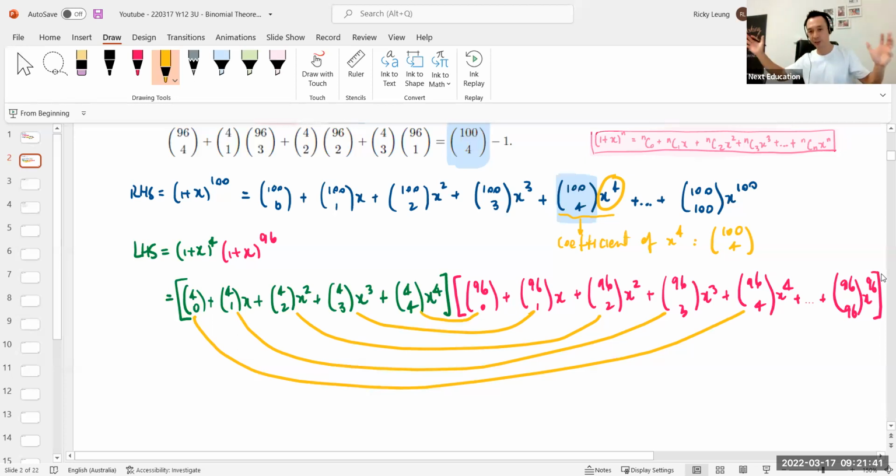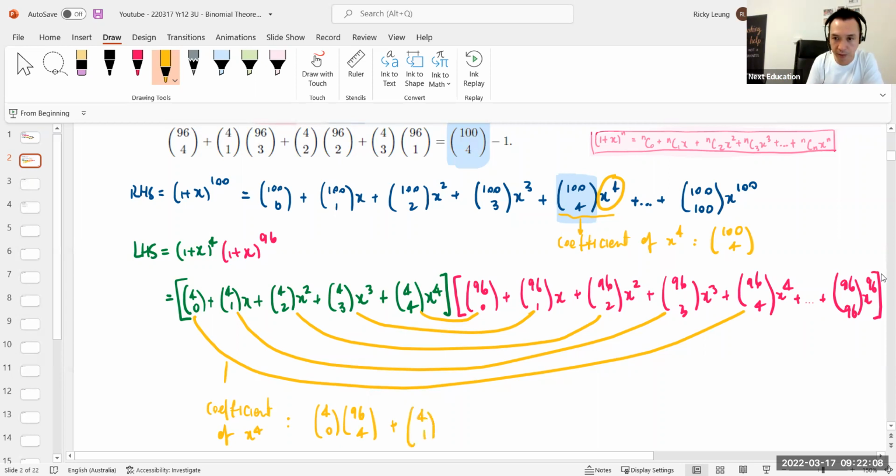5 summations, right? So in this case, the coefficient of x to the 4 is going to be 4C0 times 96C4, right? Plus, I'm just doing the coefficient. I don't need the x to the 4, right? Just need the coefficient. 4C1 times 96C3. 4C2 times 96C2.